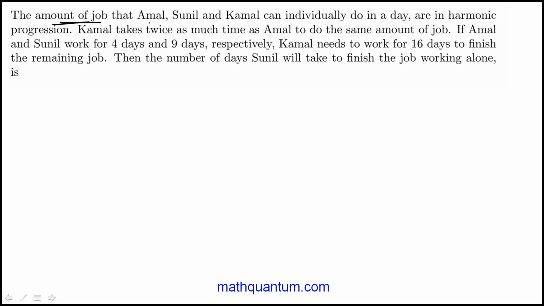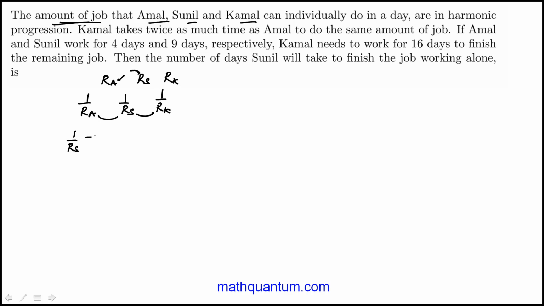So this piece here, the amount of job that Amal, Sunil, and Kamal can individually do, these are referencing their rates. And so we're being told that their individual rates, I'm using R for rate and the subscripts for their names, and Kamal is R sub K, they are in a harmonic progression, which means that their reciprocals would be in an arithmetic progression. So the common difference is the same. Maybe you've seen this before.